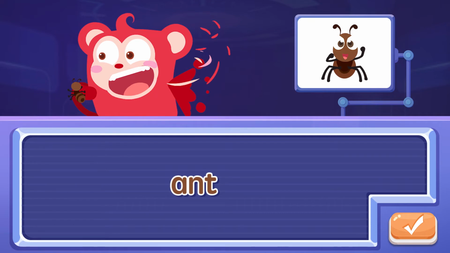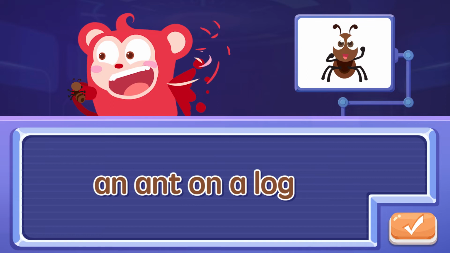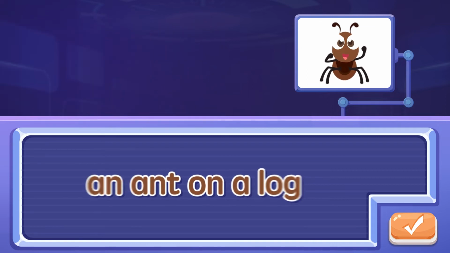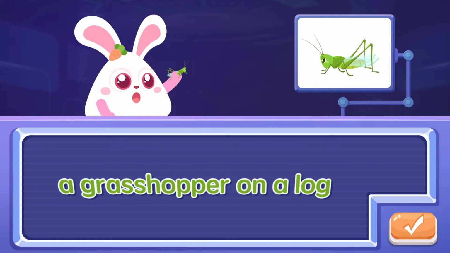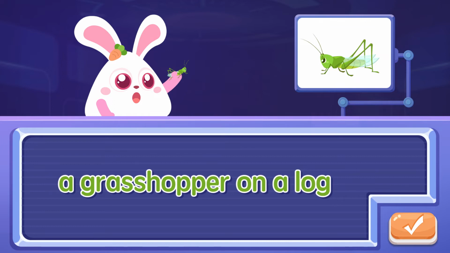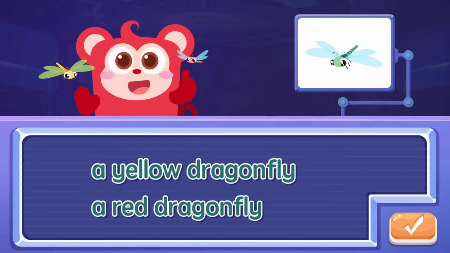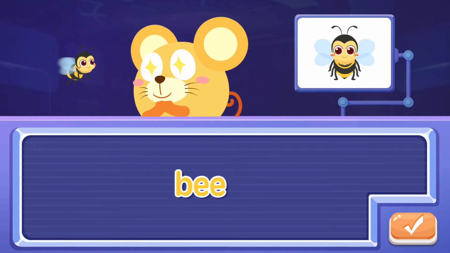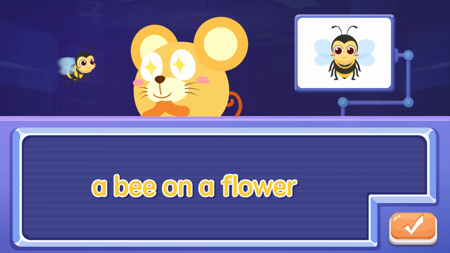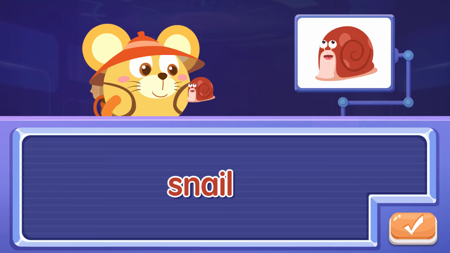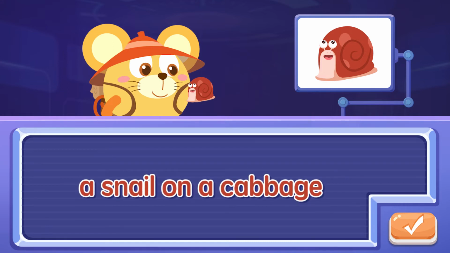Repeat after me. Ant. An ant on a log. Grasshopper. A grasshopper on a log. Dragonfly. A yellow dragonfly. A red dragonfly. Bee. A bee on a flower. Snail. A snail on a cabbage.